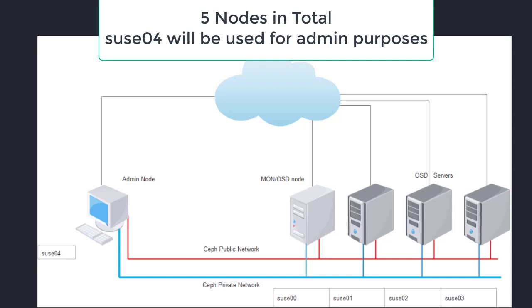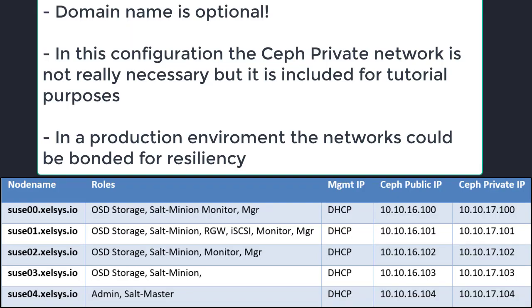So the configuration that we want to deploy here will have a total of 5 machines. These machines are all named SUSE00, SUSE01, and so on, right up to SUSE04. All the nodes will have 3 interfaces. The first network interface will be DHCP. The next 2 will be used for the Ceph public IP and the Ceph private IP.